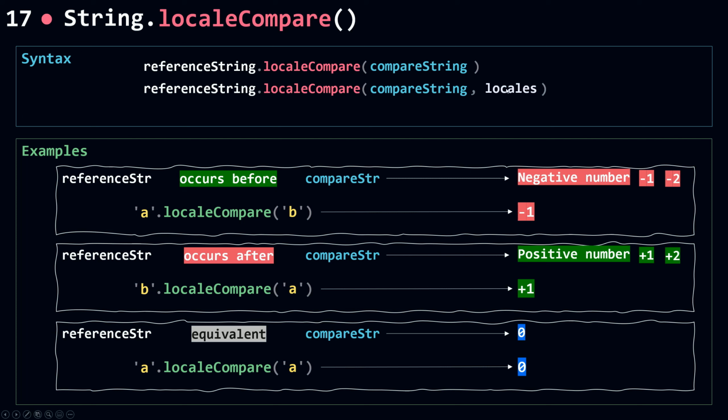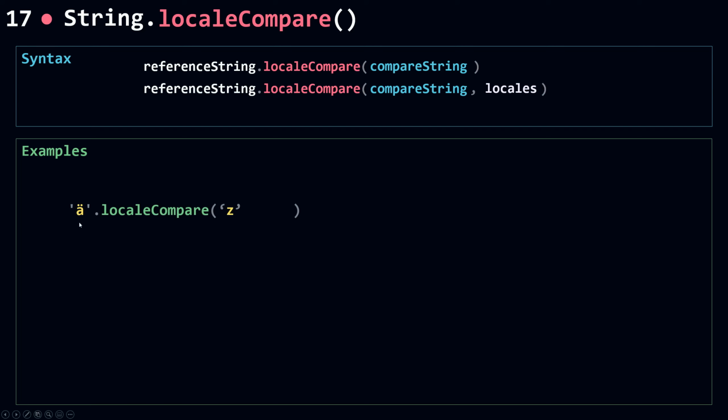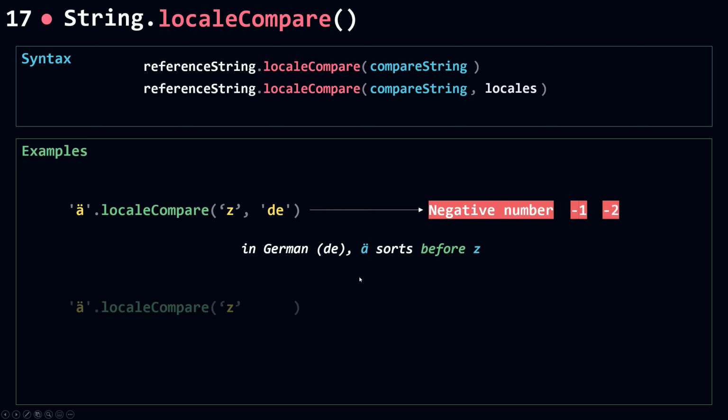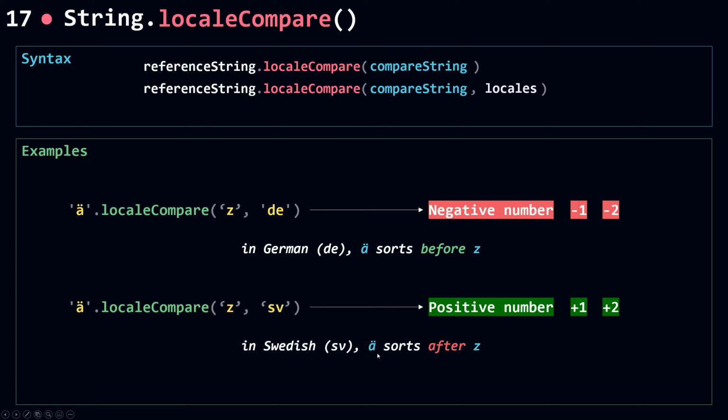Now, the second parameter is locales. So by default, if you didn't pass in locales, locales will be your browser's default language. For example, for me, it's going to be English, United States. So let's see some examples here. So I have here A with a normal mark, and I'm going to compare with Z. So in German, A starts before Z. So I'm going to get a negative number. But in Swedish, I will get a positive number because in Swedish, A starts after Z. So that's an example of how changing the locales changes the returned value from localeCompare.